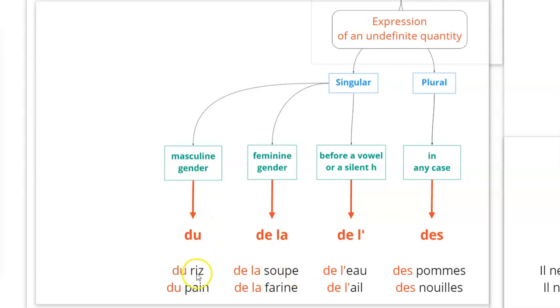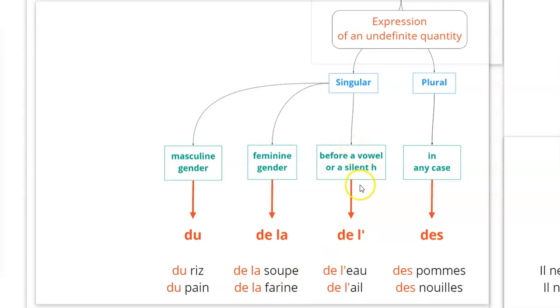So, riz is masculine gender. It means rice. And I will say du riz because it's masculine gender. Pain is the same, masculine gender. Du pain. Feminine gender, de la. Soup is feminine gender, so I say de la soupe. De la farine, flour in English. De la soupe, de la farine.